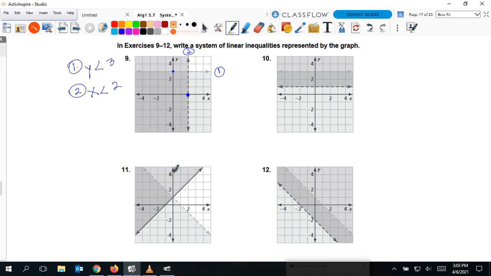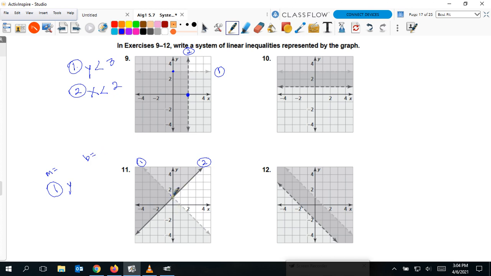So number 11, let's number these also. I'll say this one is number 1. This one will be number 2. Number 1 is dashed. I'm going to start off with y. Any diagonal line is going to be y, and then the inequality sign. But before we do the inequality sign, let's do the mx plus b part. It might be easier to start with the m and the b. This is for number 1. So what is m and b for number 1?